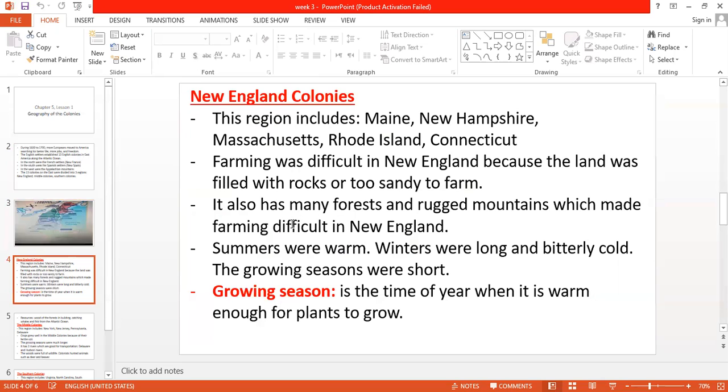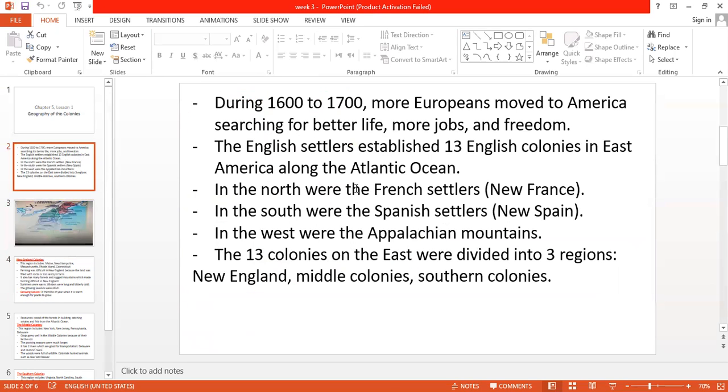Okay, so here in the north were the French settlers, and they called their land New France. In the south were the Spanish settlers, we took that in term one, and they called their land New Spain. Okay, in the west were the Appalachian Mountains and no one settled around the mountains. Okay, let's speak now about the east again.